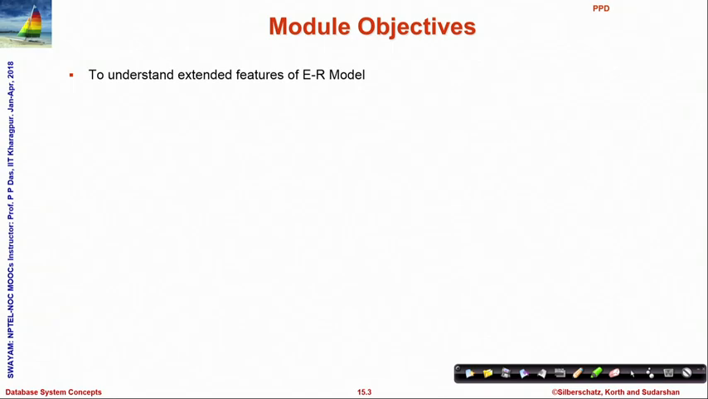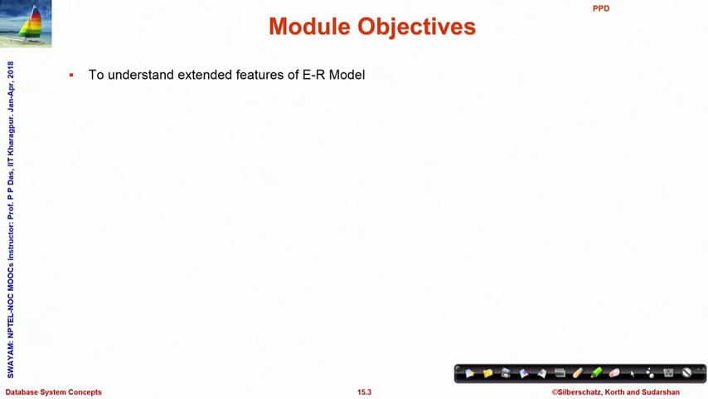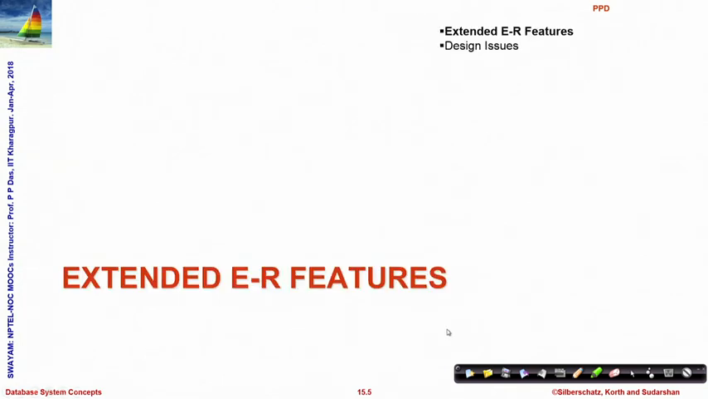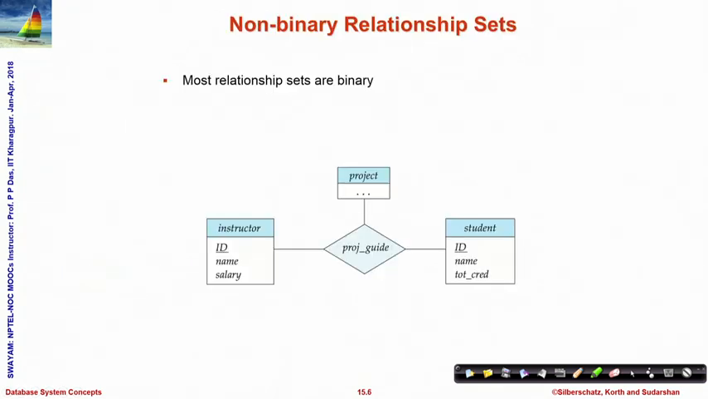In this module, we will go through a few extended features of the ER model, show some of the more complicated situations and how they can be modeled, and along with that we will discuss a variety of design issues that follow. So, this is the outline. We start with extended entity relationship features.